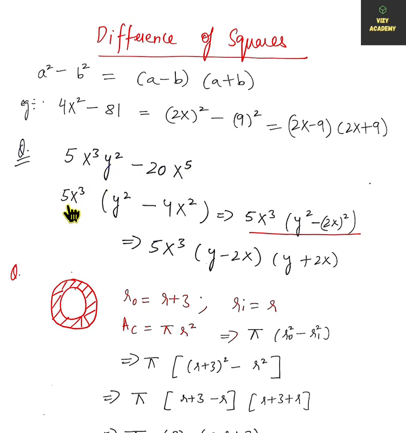So each term will be divided by 5x³. So 5x³y² divided by 5x³ will be y². 20x⁵ divided by 5x³ will be 4x². So we are left with 5x³ times (y² − 4x²). Because 4x² is a perfect square, (2x)², and y² is already a square. So applying difference of squares in this bracket, a² − b² is equal to (a − b)(a + b). So 5x³(y − 2x)(y + 2x).